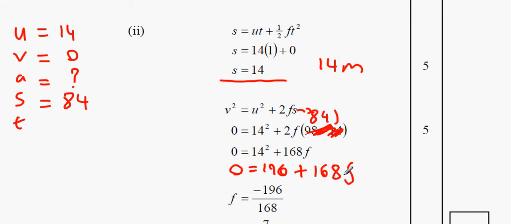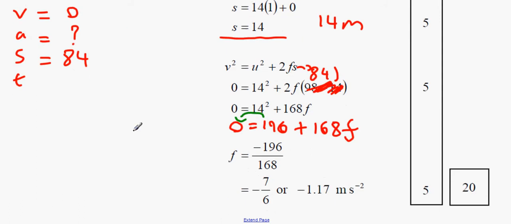Then we want to get f on its own, so bring the 196 over the other side, and then divide it by 168, and we know that the deceleration therefore has to be minus 7 over 6. And it's what you'd expect.